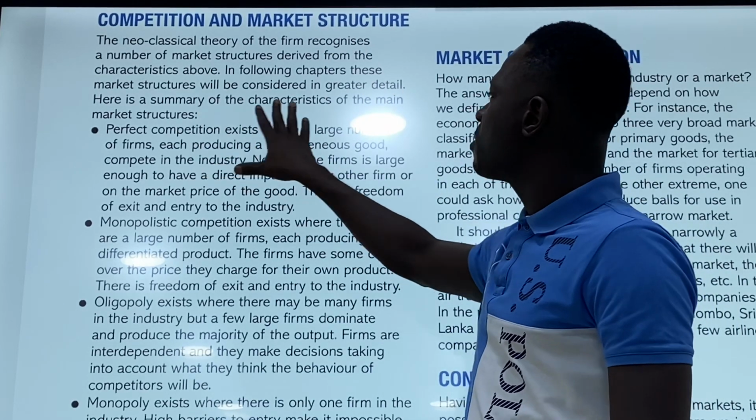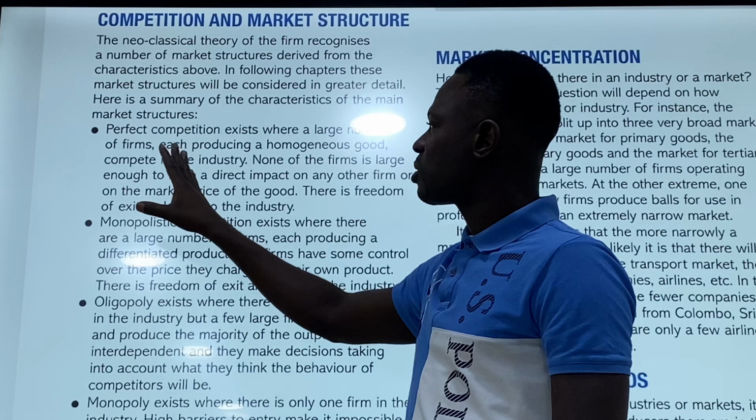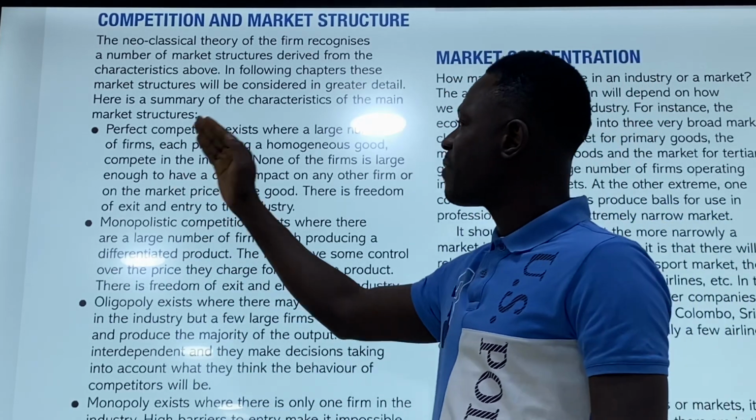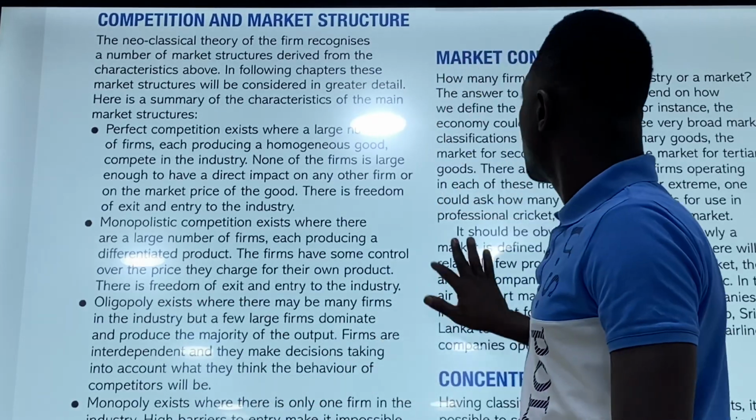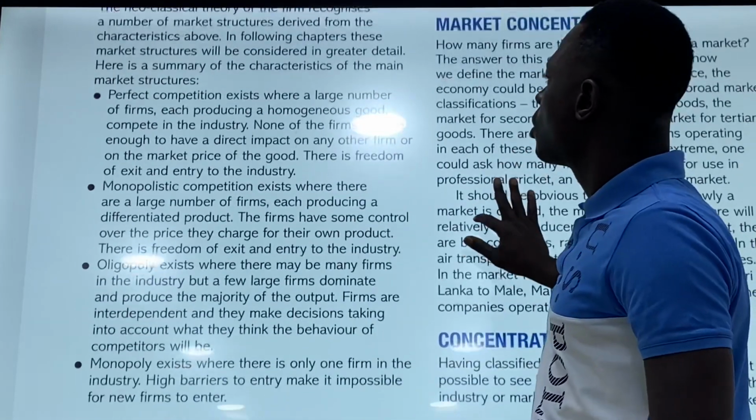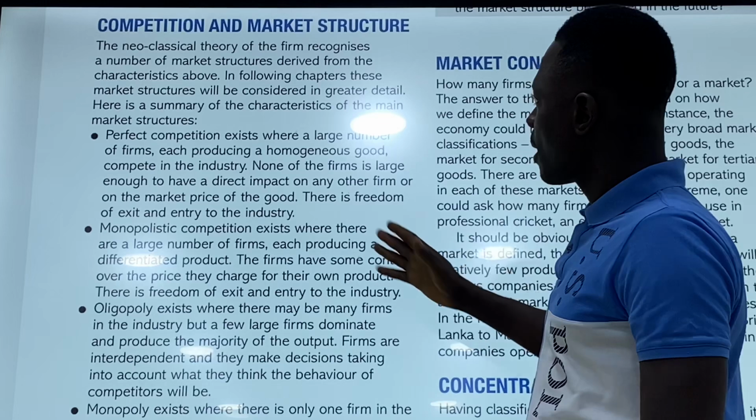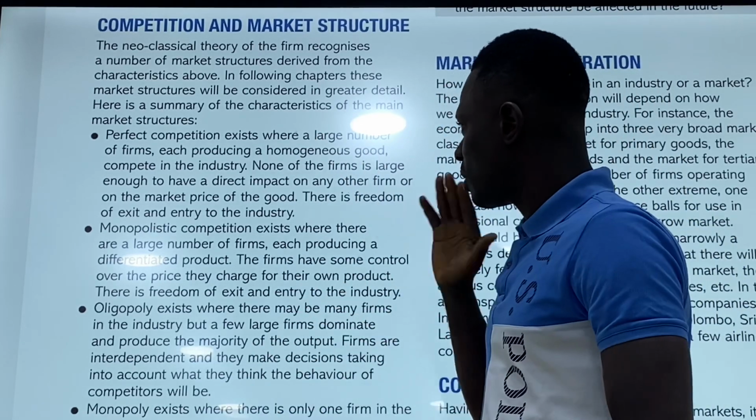So here is a summary of the characteristics of the main market structures. For the main market structures, we have perfect competition, monopolistic competition, oligopoly, and monopoly. So we're going to start with one at a time. The neoclassical theory of the firm, okay, we talked about that.